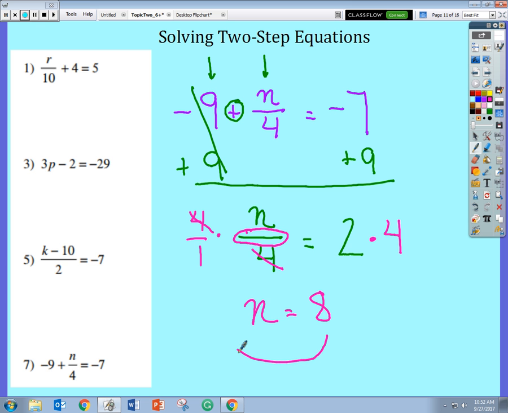If I substitute 8 back into the original equation, 8 divided by 4 is 2. Negative 9 plus 2 gives me negative 7. I feel confident in my answer.